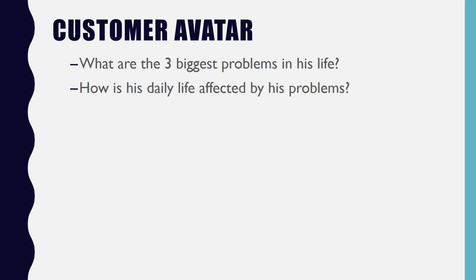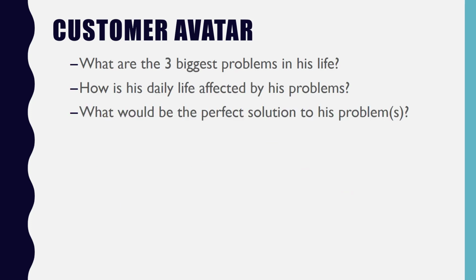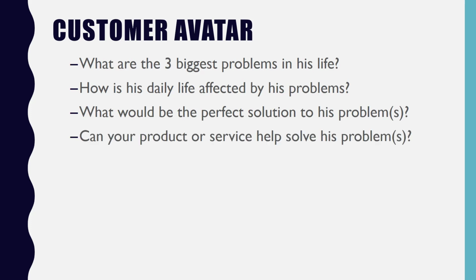What are the three biggest problems in their life? How is their daily life affected by their problems? What would be the perfect solution to these problems? And just think of things like, how can your product or service help solve these problems? If you identify those big problems that they have, then you can easily present to them the perfect solution. It's going to help you in the next lesson, which is about outlining your info product.